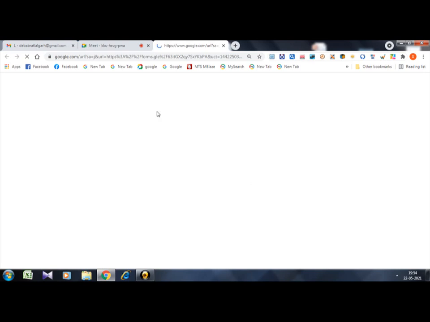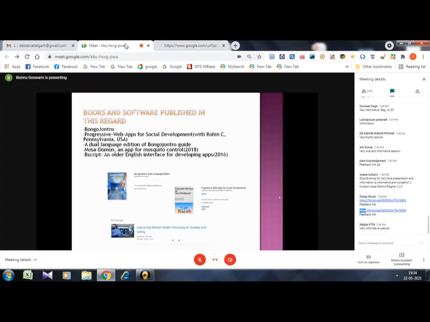This book was about making web apps for social development and public health. And we had this dual language edition of the Bongo Jantru guide, which we are now providing free on our website. We also made Mosquito, an app for mosquito control. And we made B script, which is an older niche interface for developing apps. These are some of the books and resources, and some of this will be uploaded free of cost after we publish our last paper.